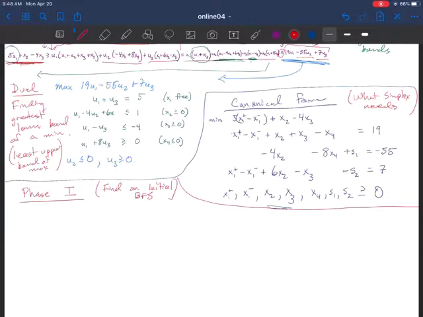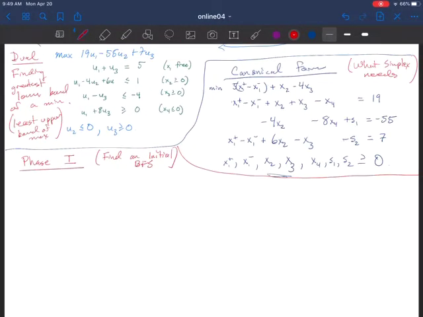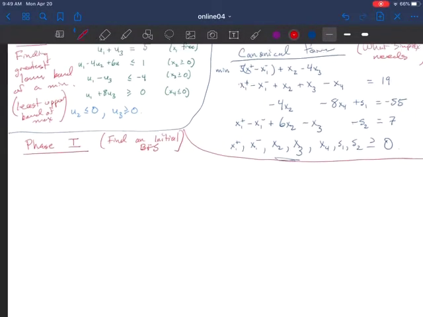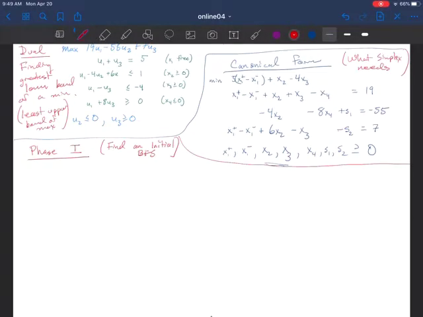And now phase one is to find an initial basic feasible solution. Okay, so they all are referencing really the original LP, but in different ways. Phase one, we actually use the canonical form. So phase one is an advancement of the canonical form, and it's what we can do before we can actually go back to the canonical form and solve it.